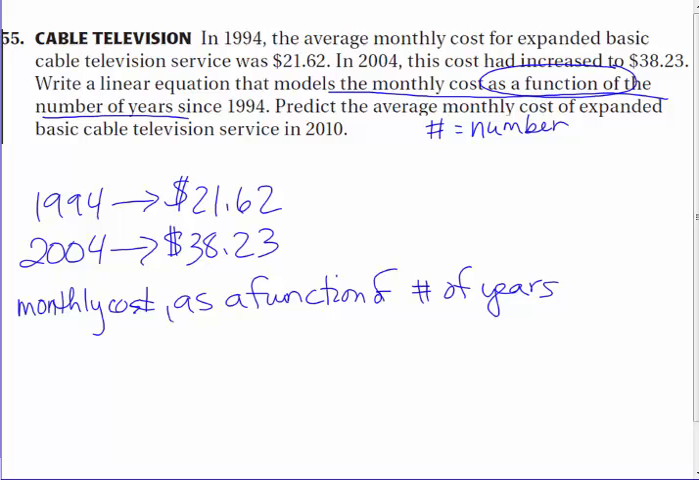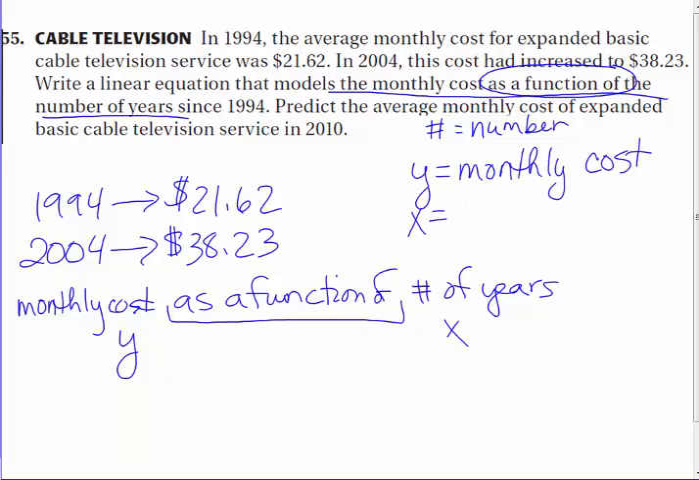So this phrase, as a function of, whatever is in front, whatever wording comes in front of that phrase is your y variable, always. Whatever comes after is the x, always. It's always y as a function of x. So that'll help you with defining your variables. So y is equal to the monthly cost. x is equal to the number of years. Okay, so then you can clearly define what your variables represent.